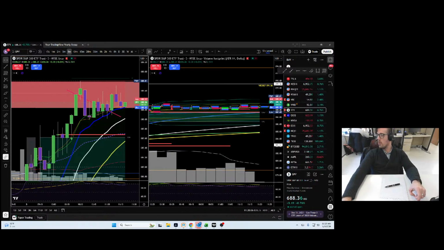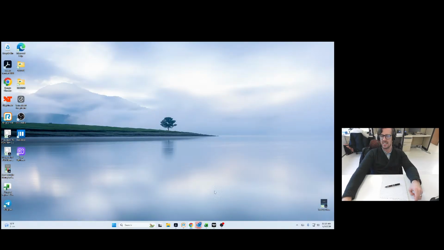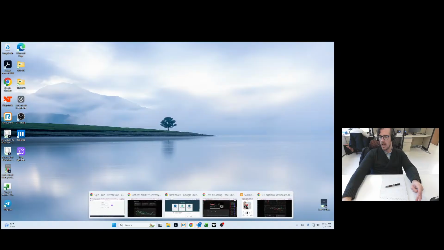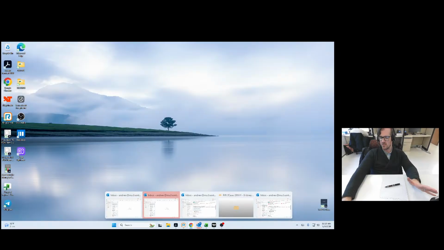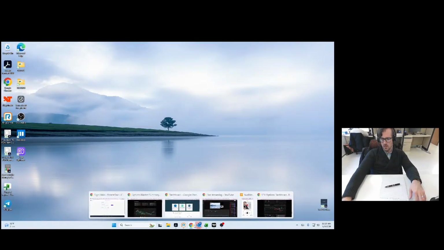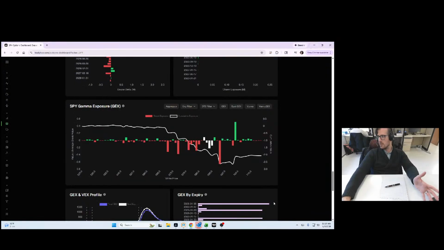No, no, the red bar is not puts. The red bar is where it's attracting. Red is to attract, green is to repel. I know it's a little confusing how they have that set up, and if you didn't know it, it would be really confusing.